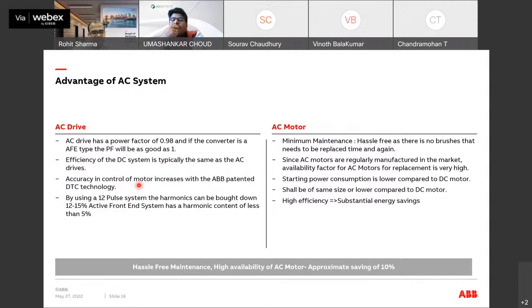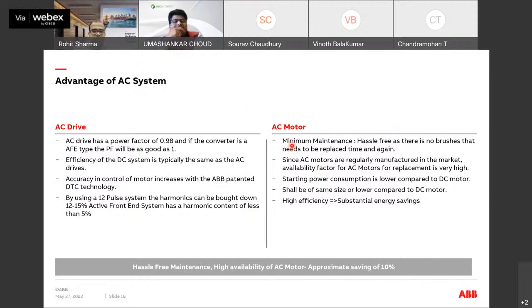Accuracy on the motor control side increases with our direct torque control technology, and by using different pulse configurations like 12 pulse and 24 pulse systems, harmonic content can be reduced by 12 to 15%. By using an active front-end system, it can be reduced to 5%.